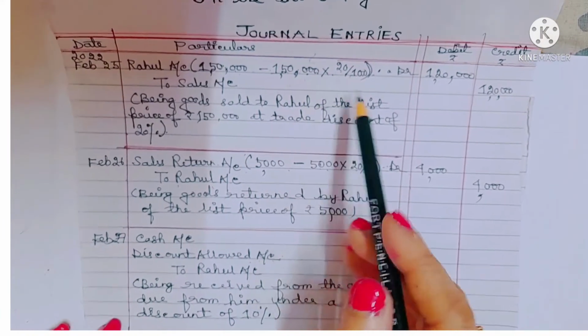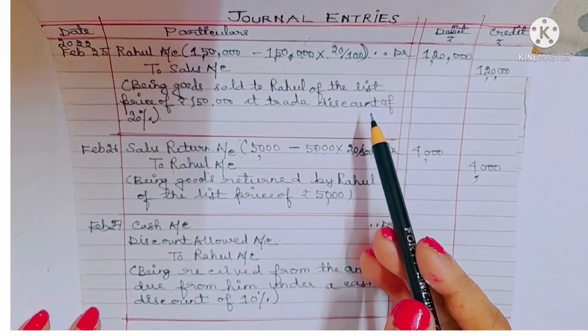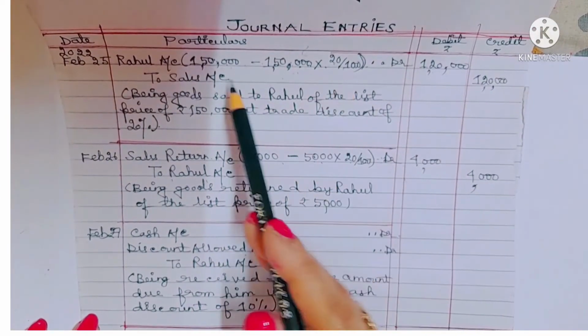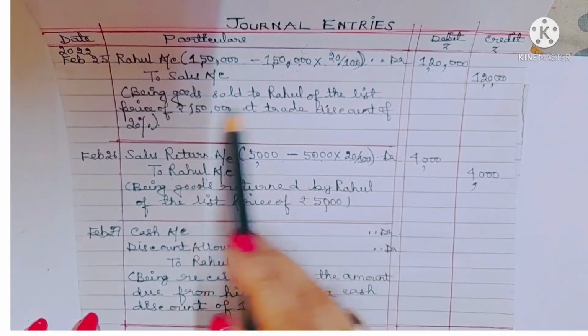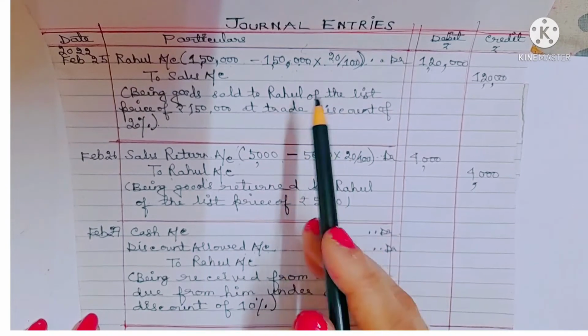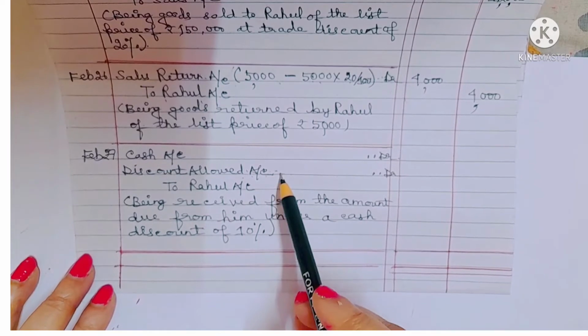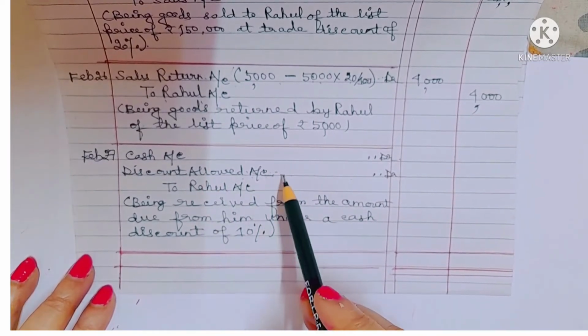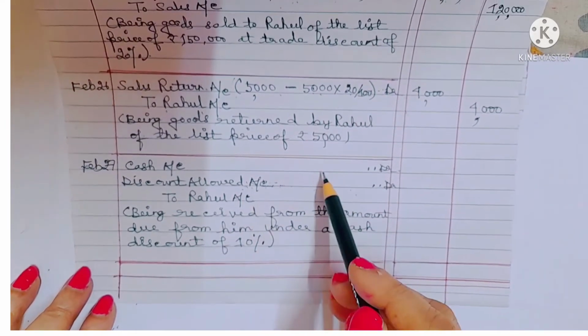Understood? Clear? And always remember, I have told you also before, sales are always recorded in the journal based on net price in the case of trade discount. You got to deduct trade discount from the list price and then write the amount. Understood? And no separate journal entry is passed in the case of trade discount. But in the case of cash discount, see, the discount allowed account has appeared in the journal. A separate journal entry has to be passed for cash discount in the books of journal.